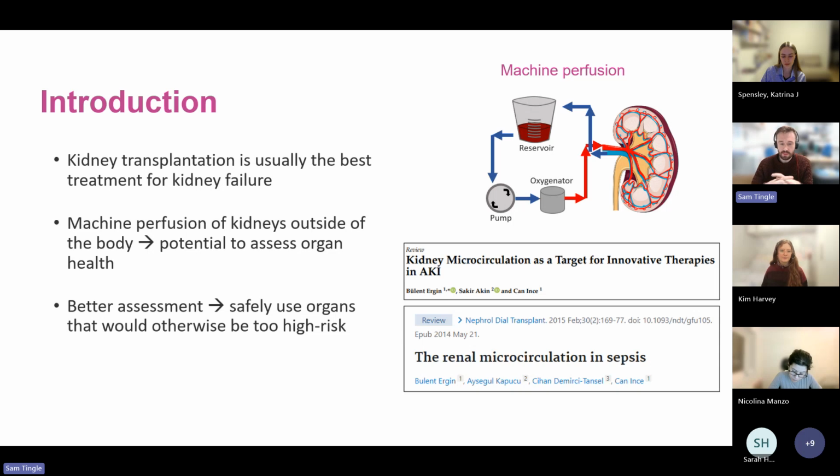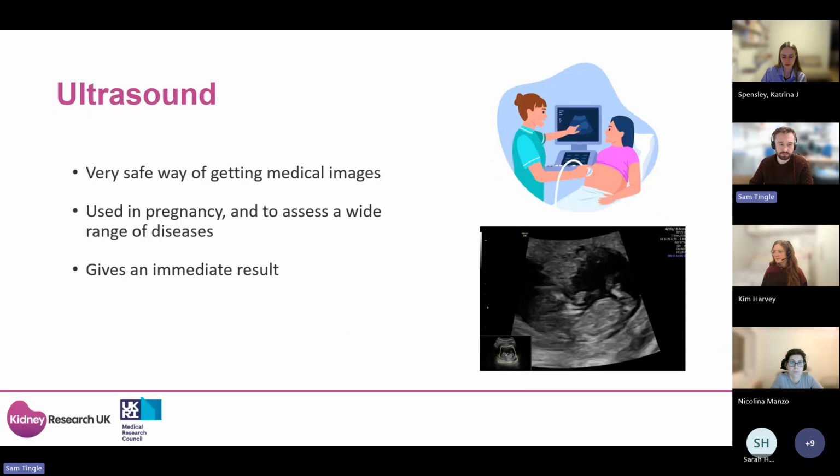And there are some kidneys where it's really obvious that they're going to work really well after transplant. Some kidneys where it's obvious that they're not going to work well and therefore we don't transplant them, but there's this big grey area in the middle of kidneys where it's not clear whether they'd work well. And by having new tools that can let us assess the health of the kidneys, it will allow us to safely transplant some kidneys that otherwise might be deemed too high risk.